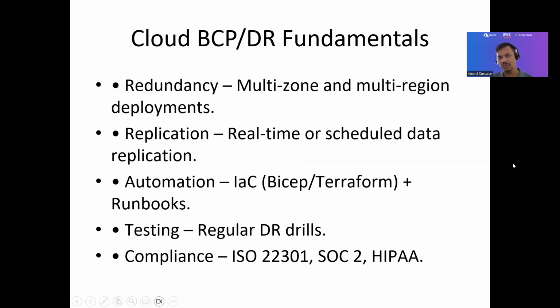Redundancy is going to be multi-zone and multi-region deployment, wherever we would be putting different workloads across different zones and regions, let's say from India to US and vice versa. Similarly, replication should be real time or scheduled data replication, maybe every 2 hours, every 4 hours, or something like that. We would be replicating data in real time, and then the system is going to be available for the restore and recovery whenever there is any failure.